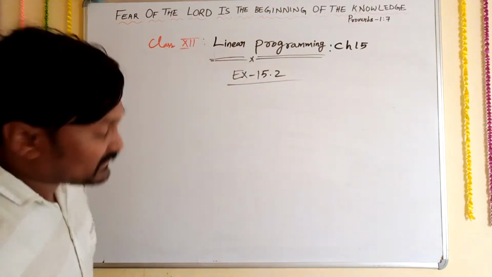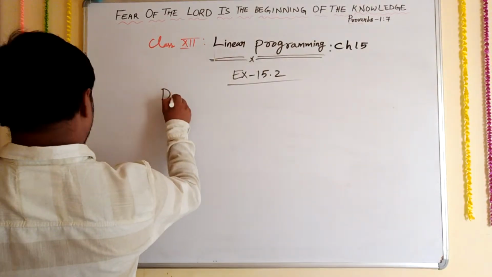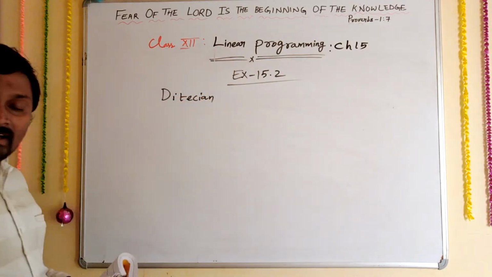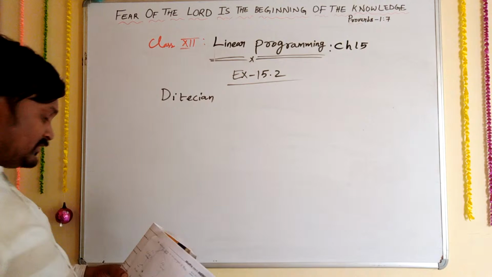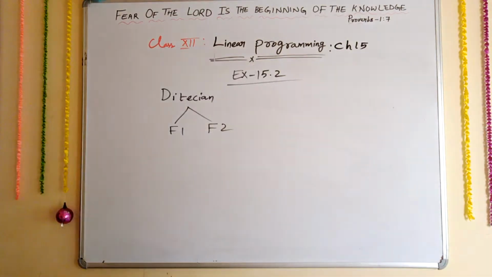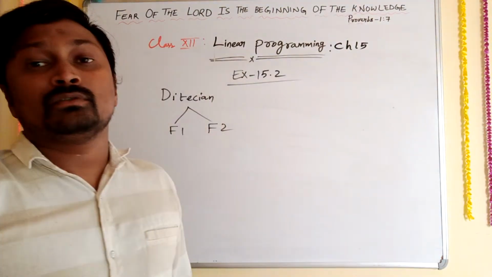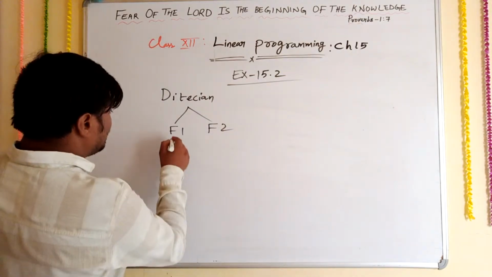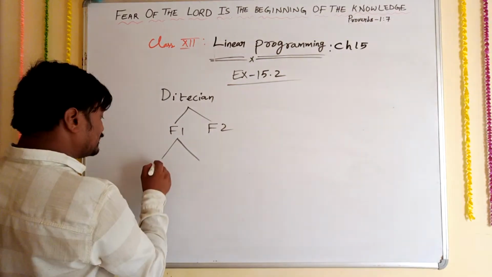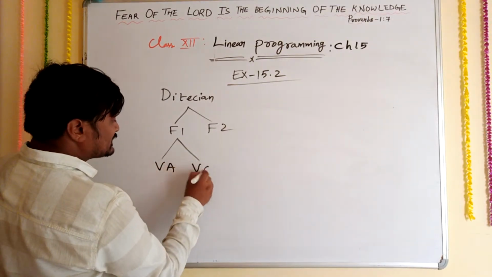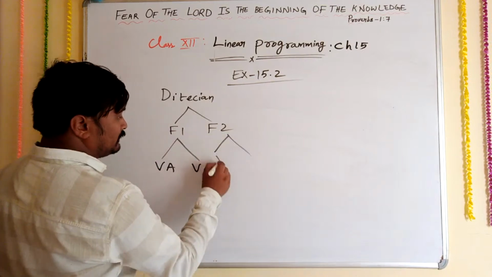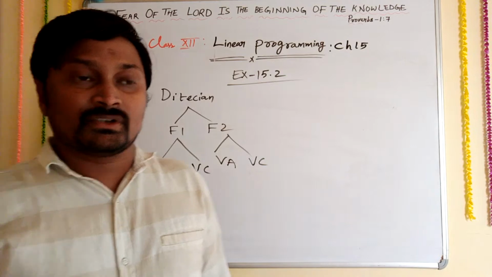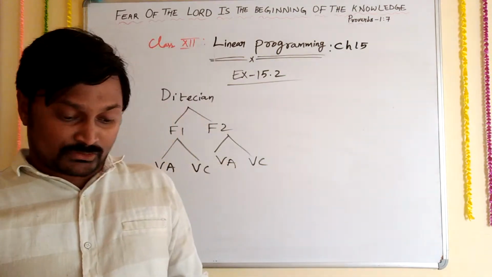So here a dietitian is mixing two foods, but each food needs to have two vitamins, vitamin A and vitamin C. Now in food one, which vitamins are there? Vitamin A, vitamin C, and here also vitamin A, vitamin C. So now what have they given in your question?